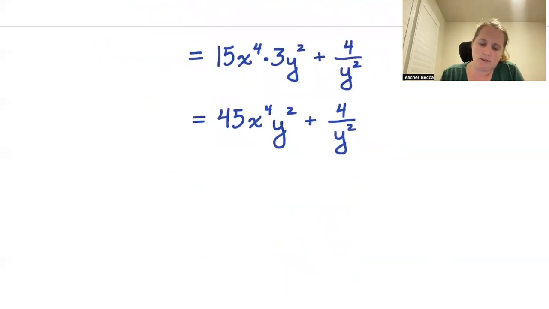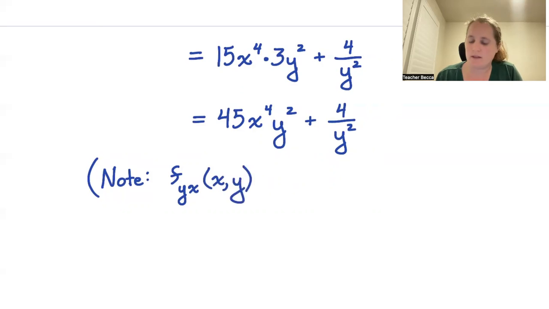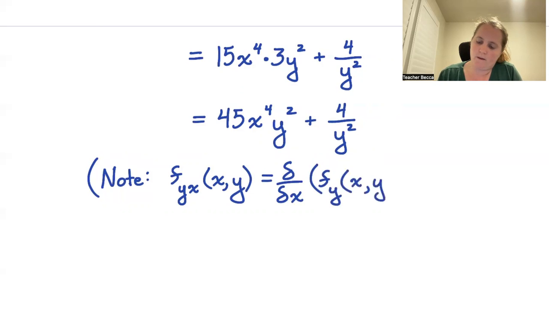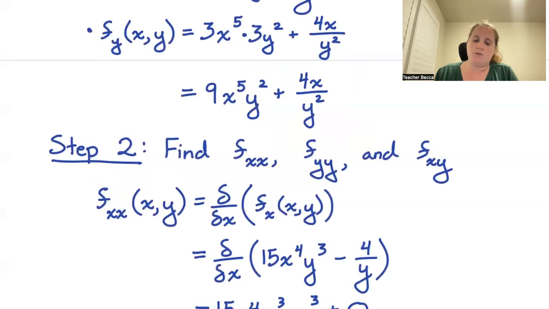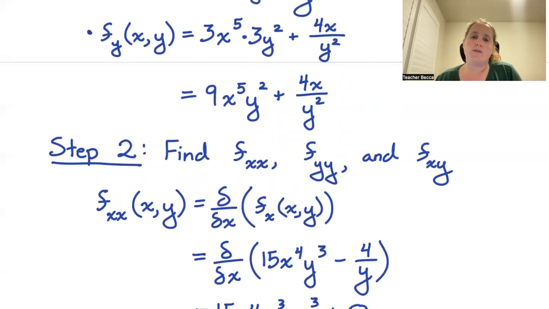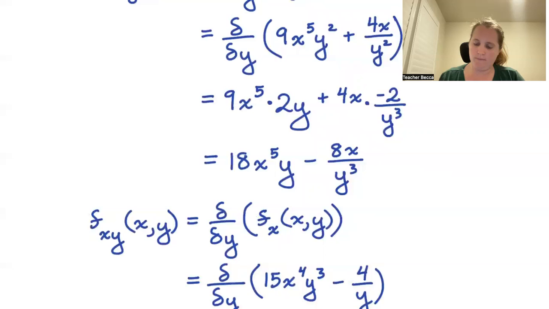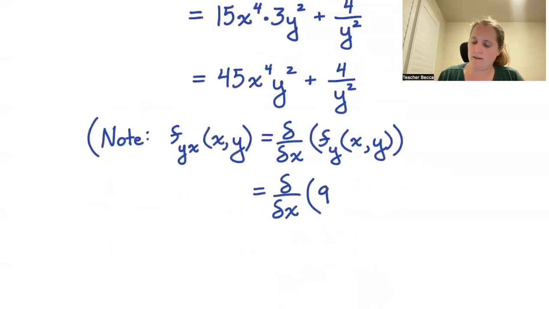Just for the fun of it, note if we took fyx of xy, the other mixed partial, I claimed these are the same. This is the partial with respect to x of fy of xy. This is the partial with respect to x of our first partial with respect to y, which was 9x to the 5th y squared plus 4x over y squared.